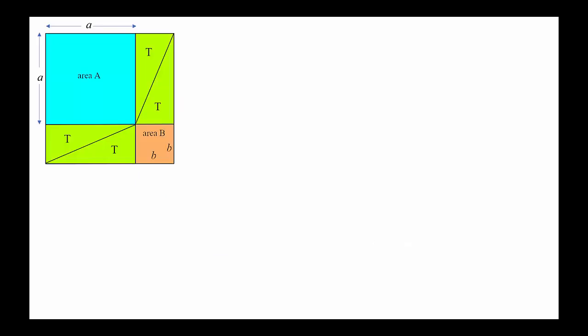Let's suppose we start with a large square and it's been subdivided into different shapes. One of the shapes is a blue square with area A. Then we have a square on the bottom right with area B. And then we have four green triangles, each the same size. And each one we can refer to as having area T. Now the total area, which we will call area 1, is the sum of all those little areas. In other words, area A plus area B plus the area of the four triangles.